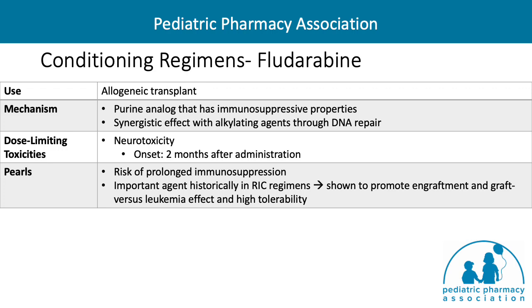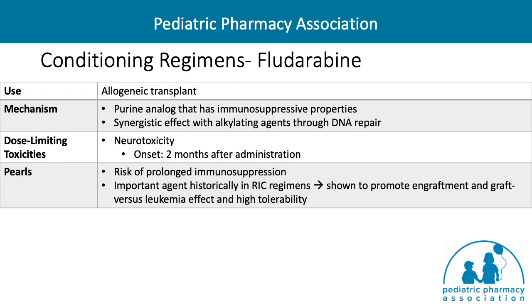The next agent that we will discuss is fludarabine, and fludarabine is used in allogeneic transplant. It is a purine analog that has immunosuppressive properties, and its synergistic effect with alkylating agents through DNA repair also make it a great agent that is utilized.